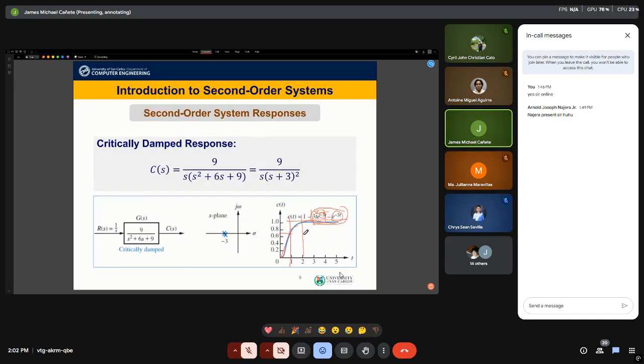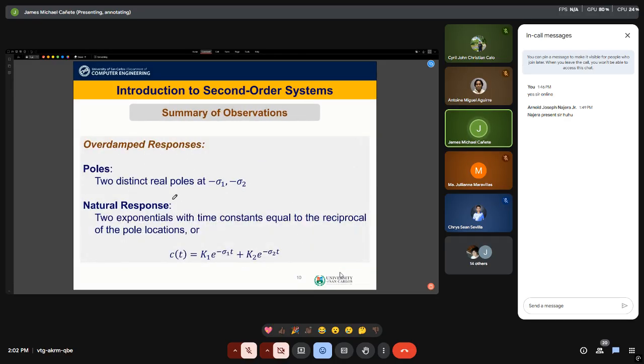So going back, a summary of what I've presented to you: poles, when the values of the poles are real and they are unique to each other, that's called an overdamped response. And the natural response tends to be this form, two exponentials.